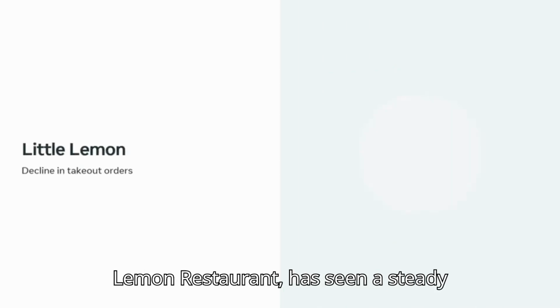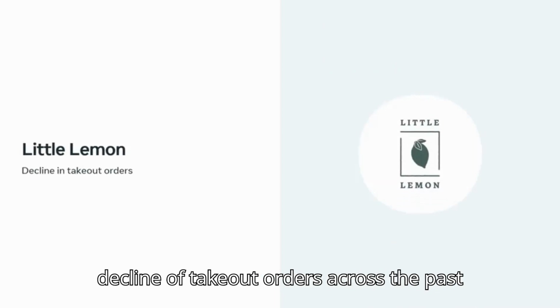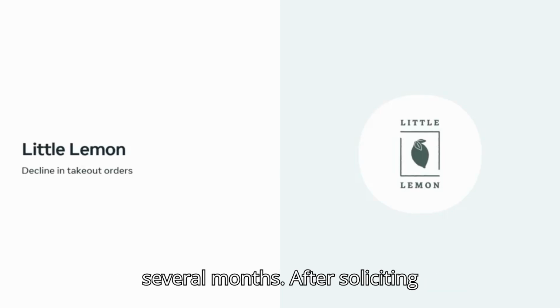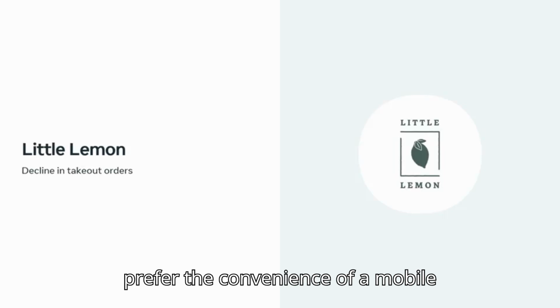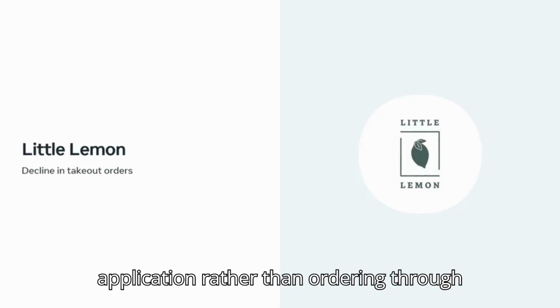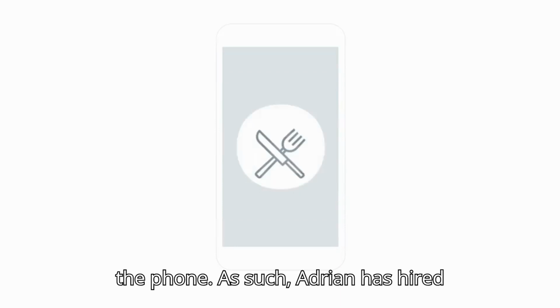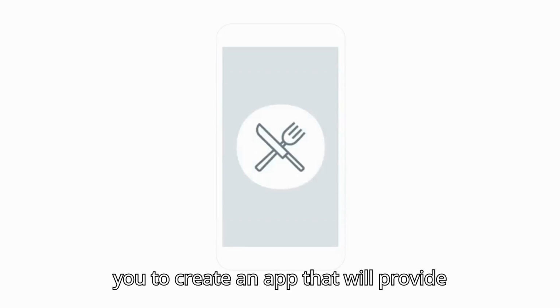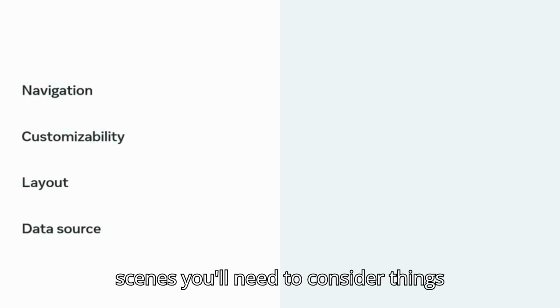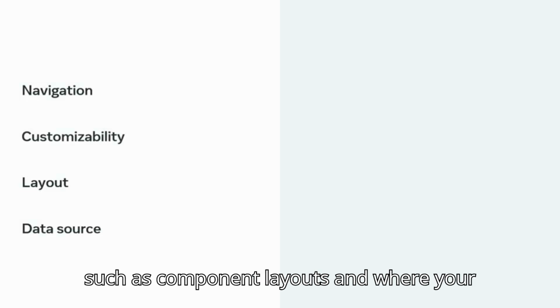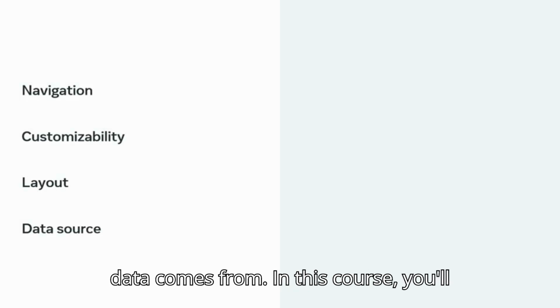Adrian, the owner of Little Lemon Restaurant, has seen a steady decline of takeout orders across the past several months. After soliciting feedback, he found that many customers prefer the convenience of a mobile application rather than ordering through the phone. As such, Adrian has hired you to create an app that will provide customers with a pleasant and user-friendly experience for ordering food. On the functional side, this entails implementing intuitive navigation and customizability, while behind the scenes, you'll need to consider things such as component layouts and where your data comes from.